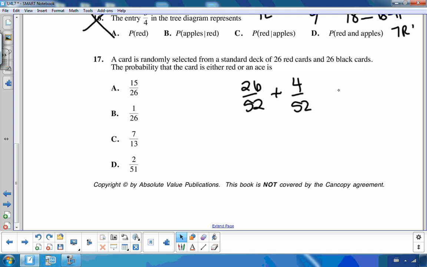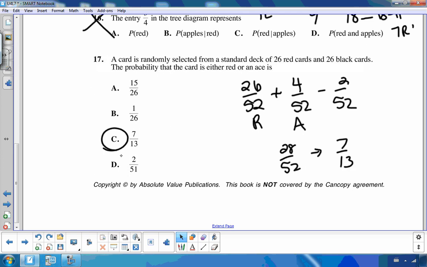But remember, there are 2 red aces. So I've counted them in the reds, and I've also counted them in the aces. So I need to subtract 2 out of 52. So that will be 28 out of 52, which in lowest terms is 7 out of 13.